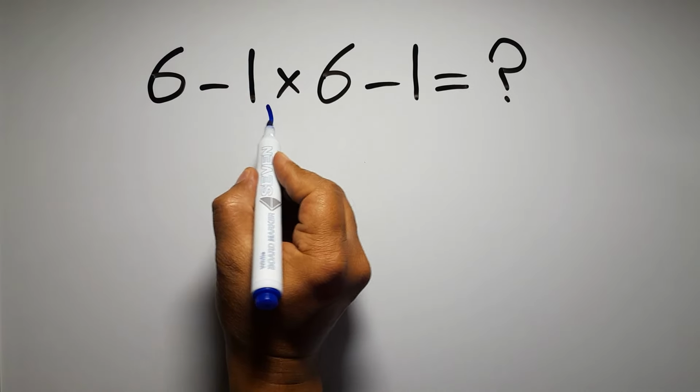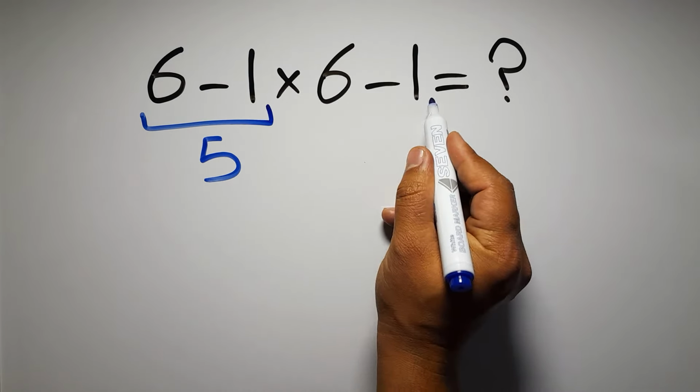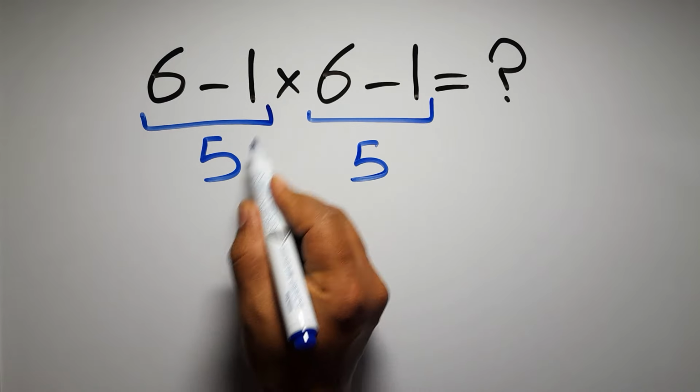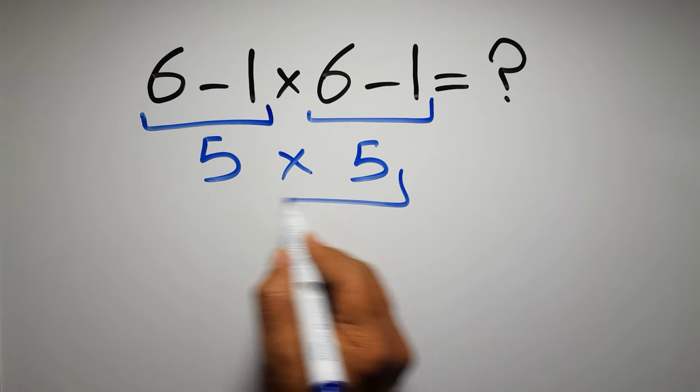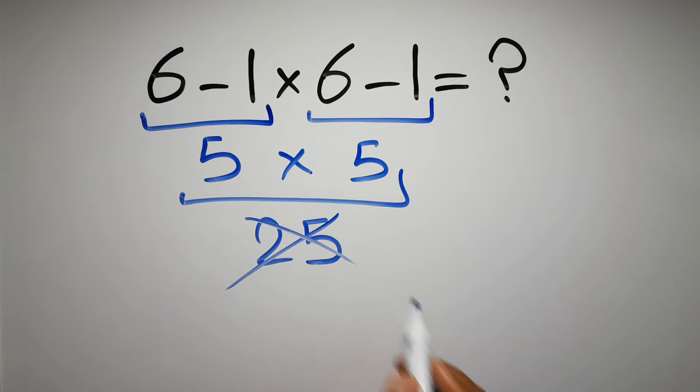6 minus 1 gives us 5. And again here we have 6 minus 1. So 5 times 5, which equals 25. But this answer is not correct.